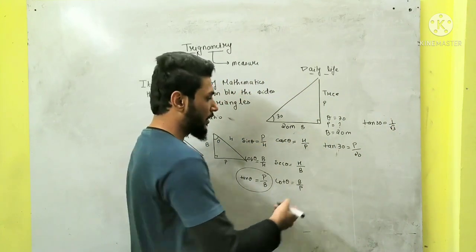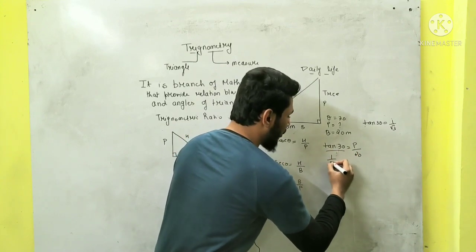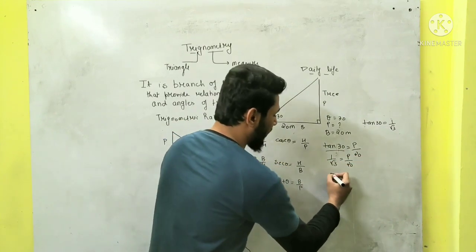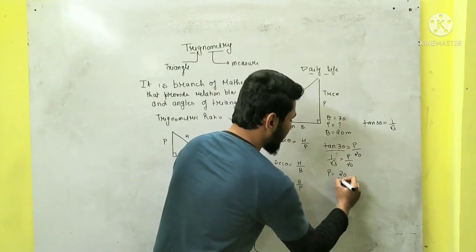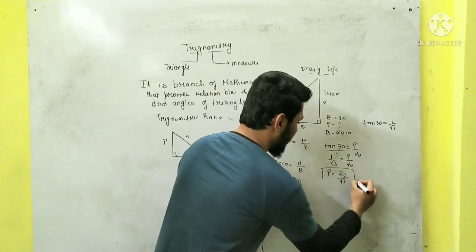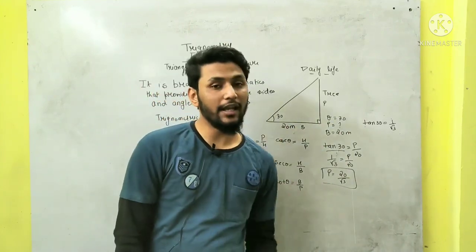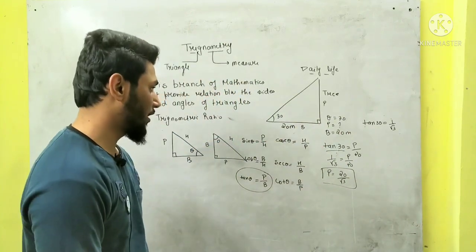So we put the value 1 by root 3 equals p by 20, and we take 20 here. After calculating this, we will know the height of this tree.